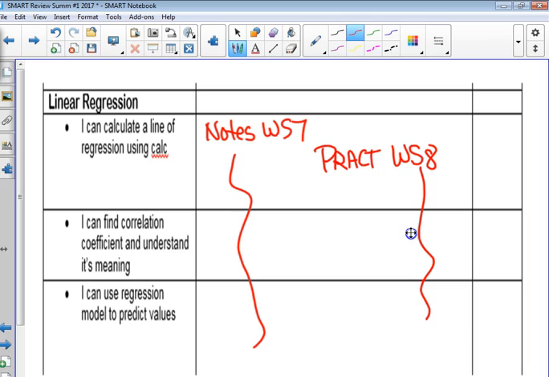This is what the quiz looks like, okay? It's one sheet of paper, front and back. It's not two, it's just one. There's 12 questions, okay? It won't be long.